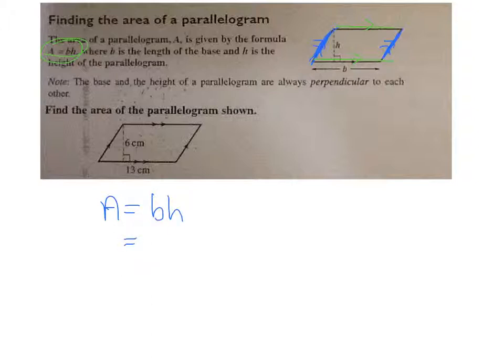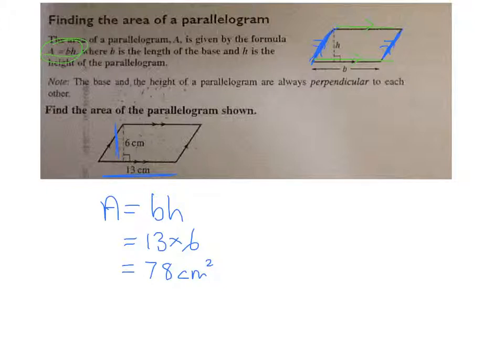In our instance here we have a base of 13 multiplied by a height, which is at right angles to the base, of 6, which is going to be equal to 78. The units here are centimetres, so we need to deal with centimetres squared.